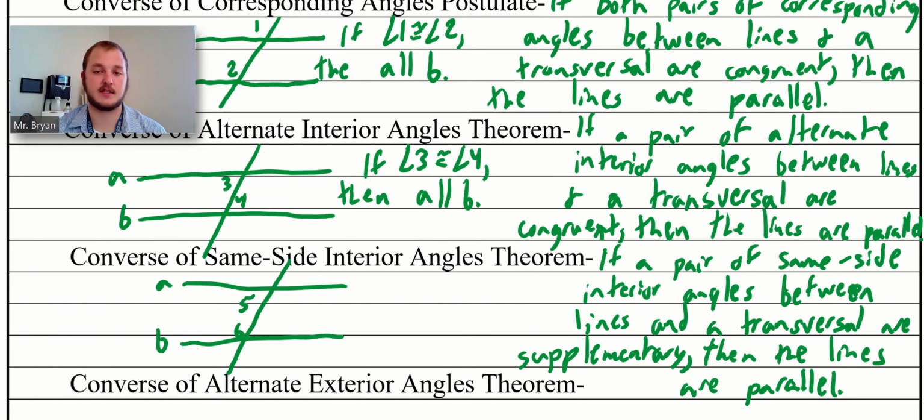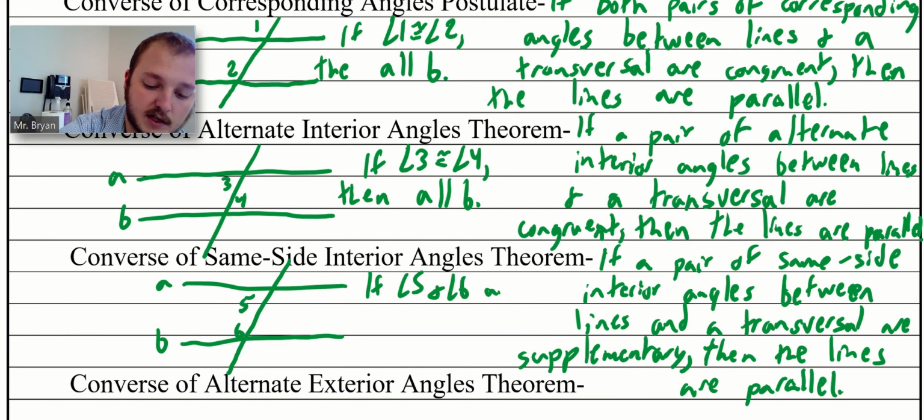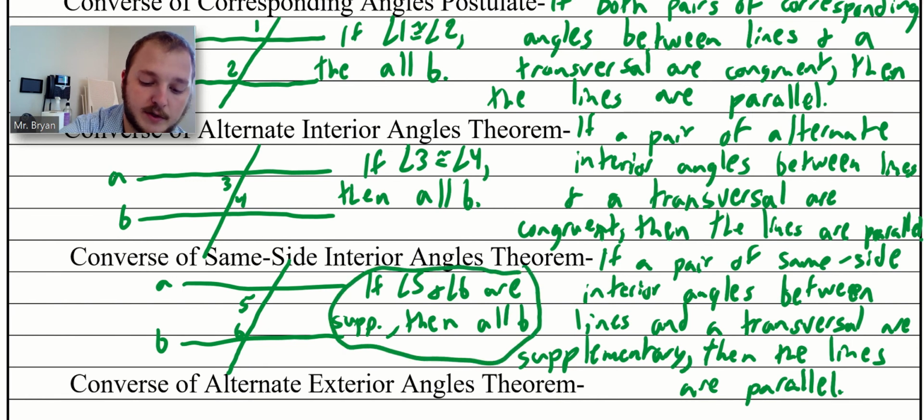So if I look at 5 and 6, notice what I would have to say here is I have to be told they're supplementary. It's very important that we understand it's supplementary, not necessarily an equation that they add up to 180. That piece that I have to get to is I have to say that they're supplementary. So I'm going to say if angle 5 and angle 6 are supplementary, then A is parallel to B. I'm going to circle that or mark that off a little bit because that is important.